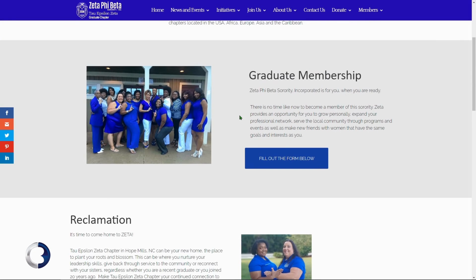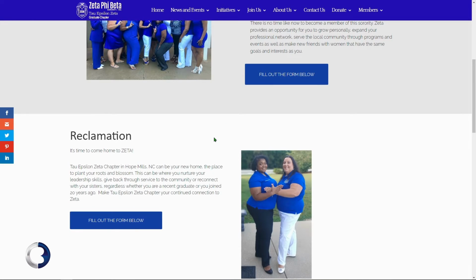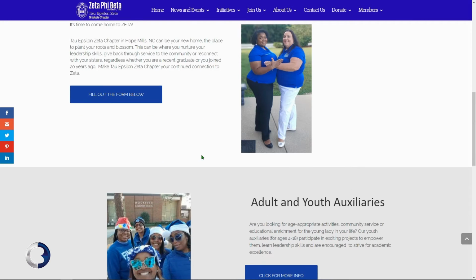These are ladies that are either already in the sorority or not in the sorority, but they went to college already and they have a degree. And then you have your reclamation, those that are already in the sorority but are inactive and looking to get active again, just looking for a good chapter to join.